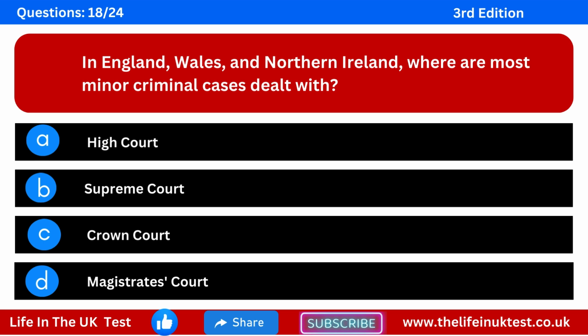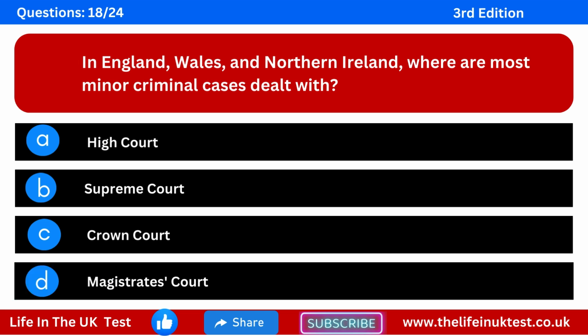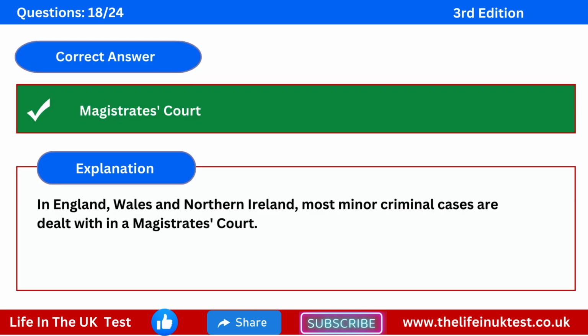Option A. High Court. Option B. Supreme Court. Option C. Crown Court. Option D. Magistrates' Court. The correct answer is Magistrates' Court. Explanation. In England, Wales, and Northern Ireland, most minor criminal cases are dealt with in a magistrates' court.